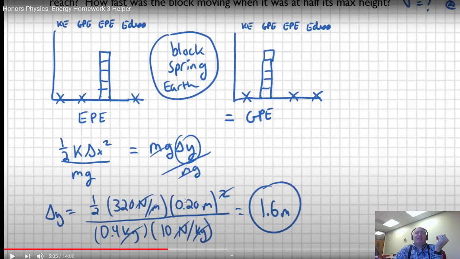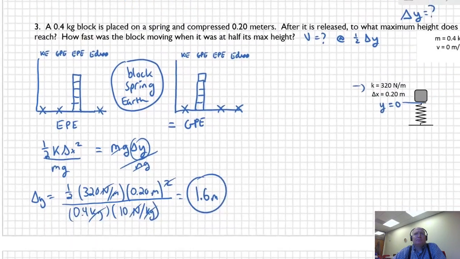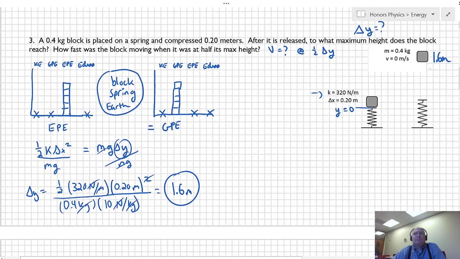And you'd realize you're off by a factor of 0.2 and say, oh. So there's ways to catch that eventually. That doesn't matter. All right, so the next step is, it says, how fast was the block moving when it was at half its max height?